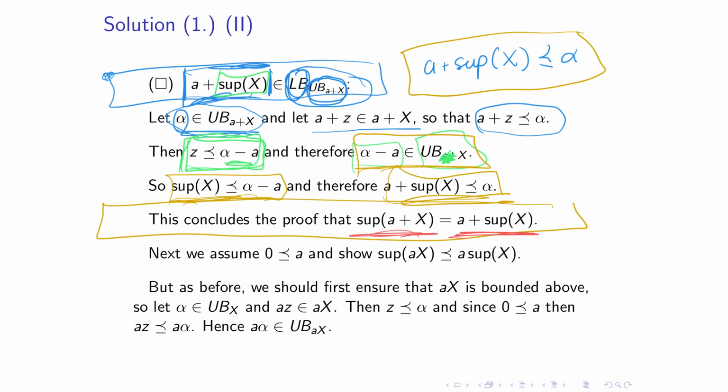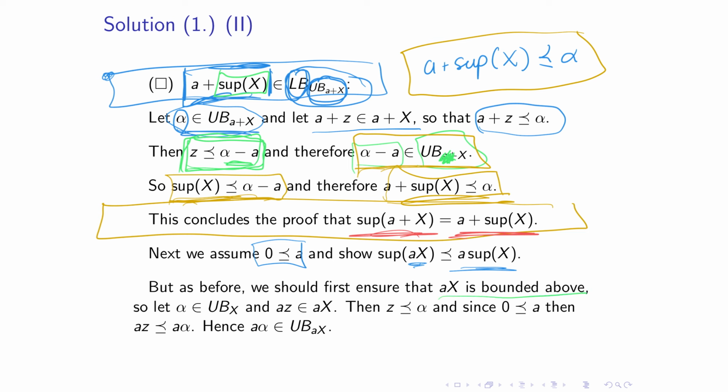We're going to now move on to talking about the part of the proof that regards this multiple of a. And initially, we're going to assume that a is non-negative. As before, we should ensure that the set aX is non-empty and bounded above. Of course, it's non-empty because X is non-empty, so whatever element x has, we can multiply by a. That's going to be in aX, and so that is non-empty. Okay, what about bounded above?